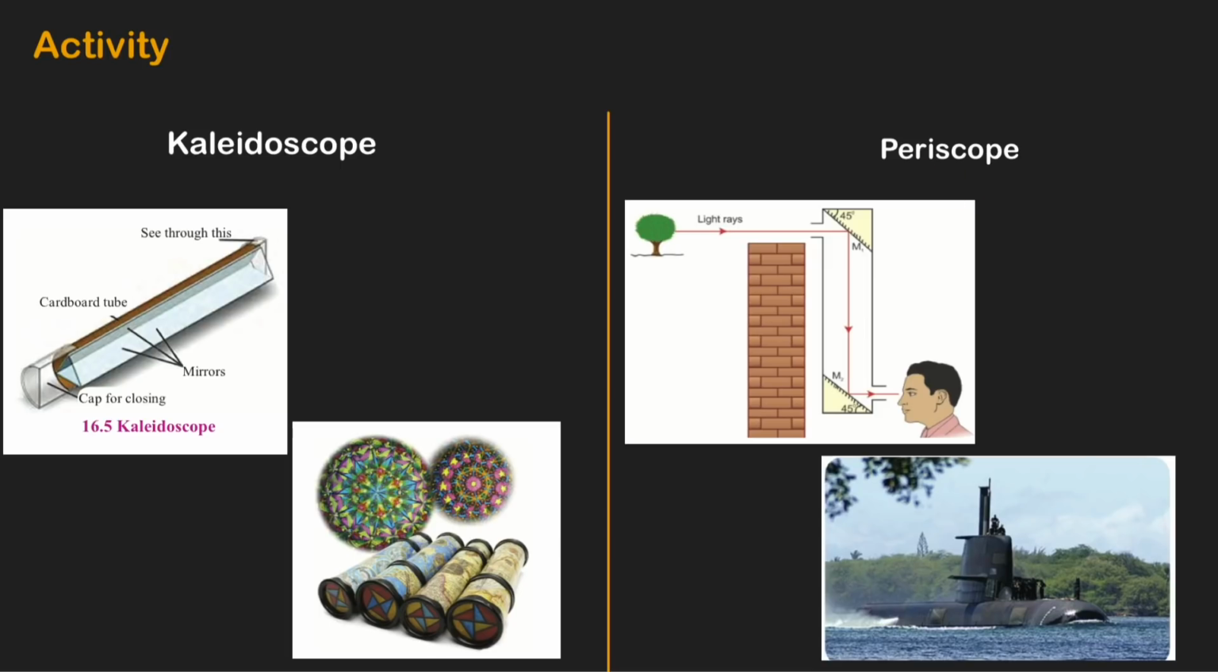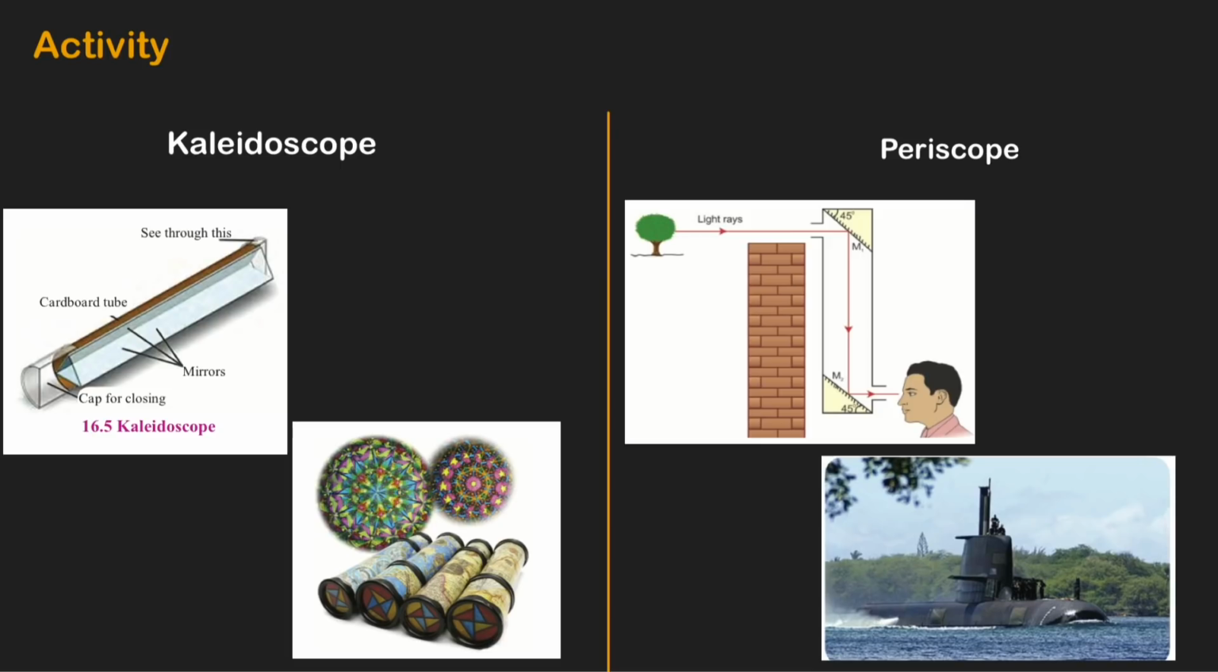The second activity is the periscope. This device is also based on the laws of reflection. In this, a mirror or prism is placed at the end of an inclined plane at 45 degrees. The light first falls on the top mirror and is reflected vertically downward. This light is reflected again by the second mirror and we can see the image of the object. This device is used in submarines to observe objects.